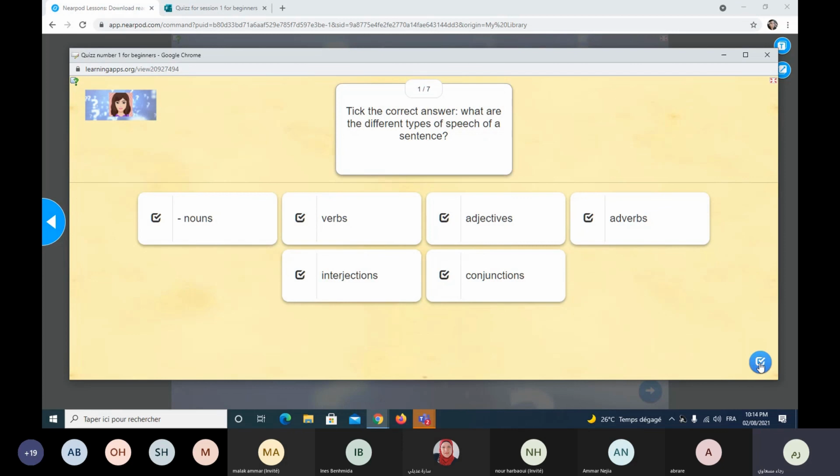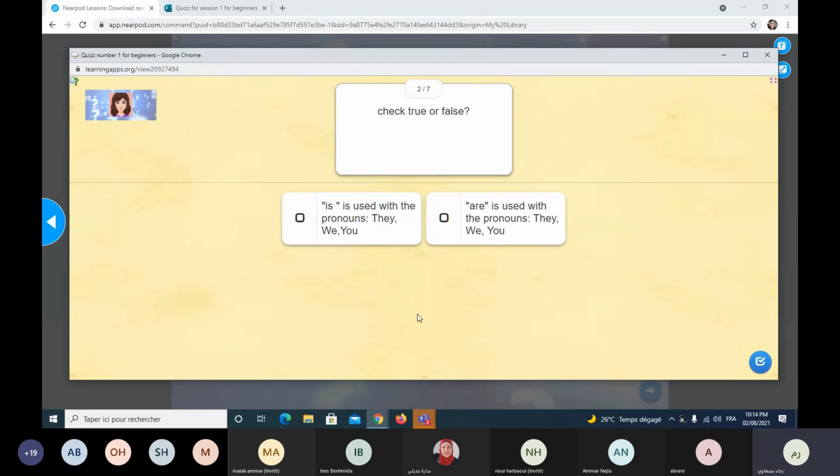Good. I move to question two. Check if it is true or false. Okay, so you will tick only the true answer. Is is used with the pronouns they, we, and you. Are is used with the pronouns they, we, and you. Which one is correct in these two sentences? Is it the first or the second?